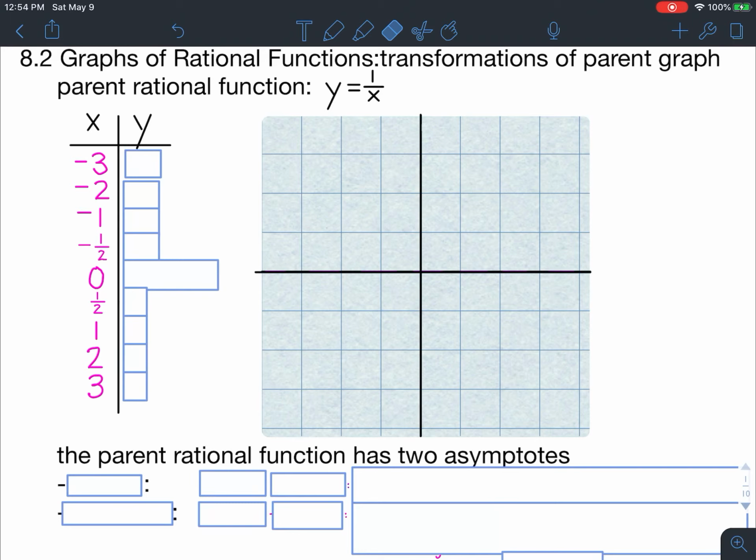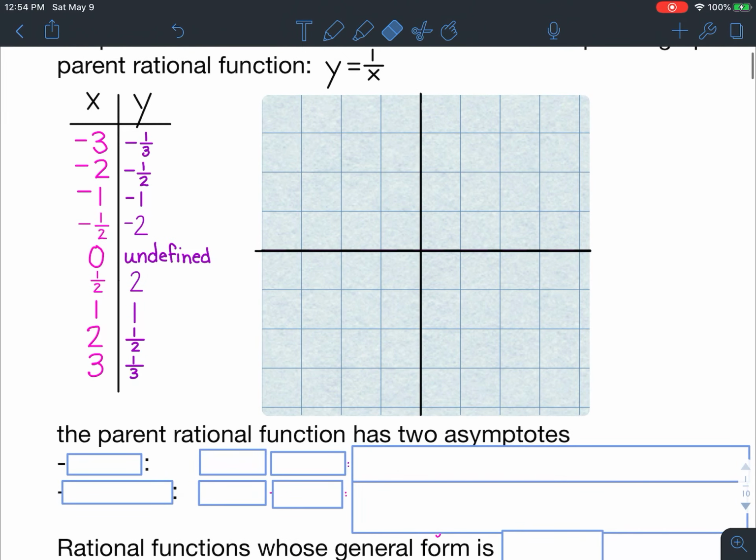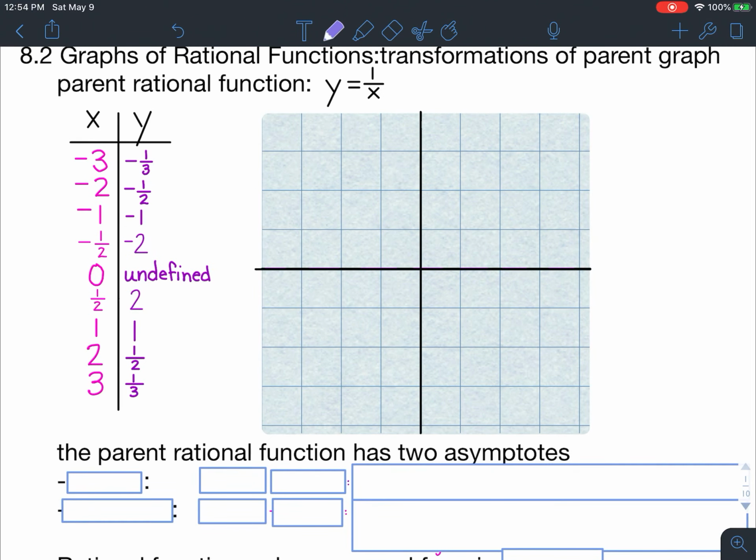So if you plug in -3 for x, of course, you'll get -1/3, -1/2. I'm going to skip the 0 for a minute. Because if you put 0 in the bottom of this fraction here, can you do that? Nope. So 0 is undefined. So what does that mean? Let's plot the rest of these points first.